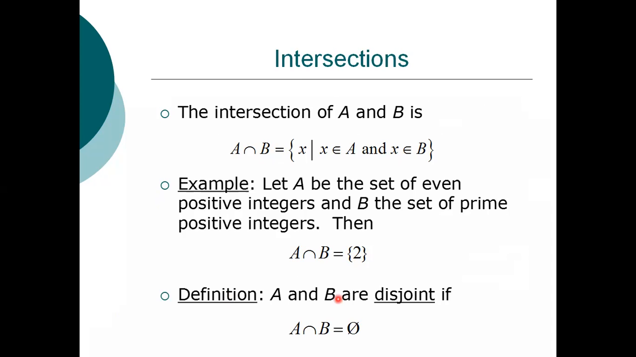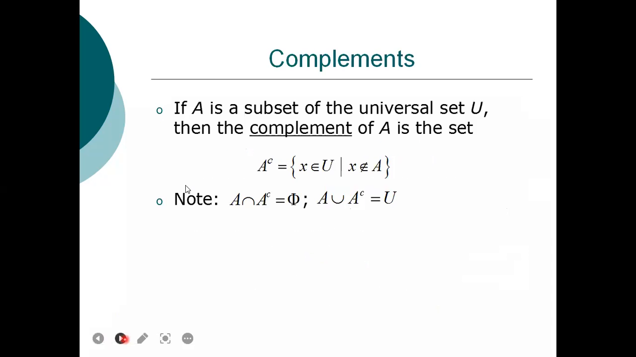Definition: A and B are disjoint if A and B have no common element, then the sets are called disjoint. Now, if A is a subset of the universal set U, then the complement of A is the set, which can be written as X belongs to U such that X does not belong to A. That means A will be deleted from the universal set.